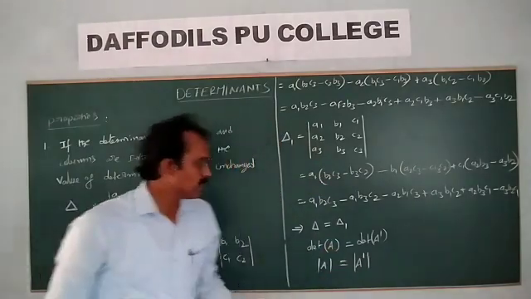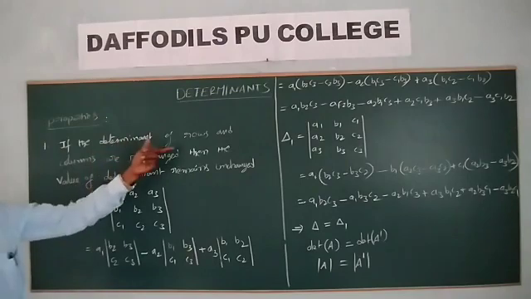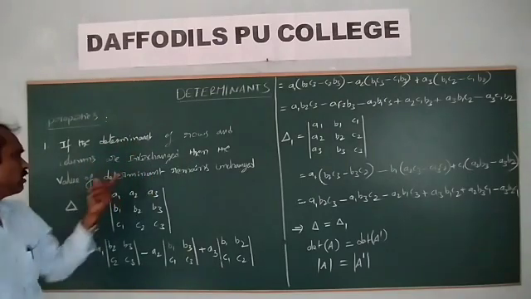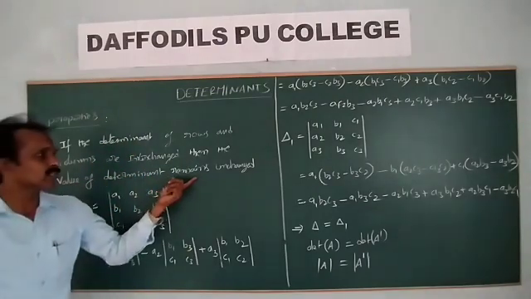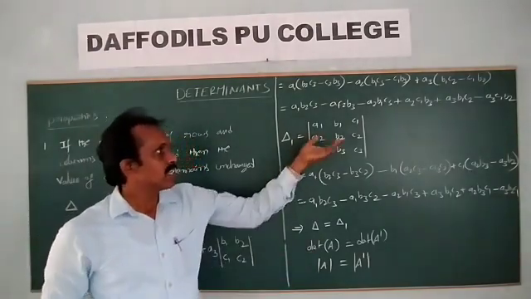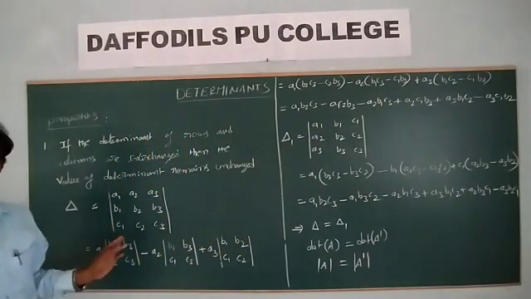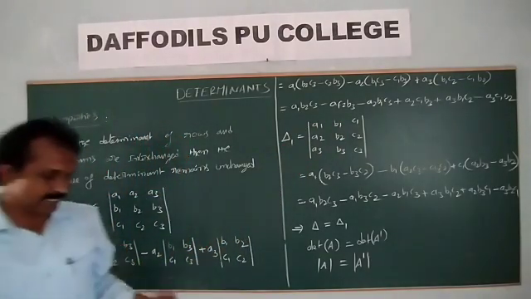This is the first property. So what is the property? If the rows and columns of a determinant are interchanged, then the value of the determinant remains unchanged. No change in the case of rows and columns being interchanged. This is the first property.